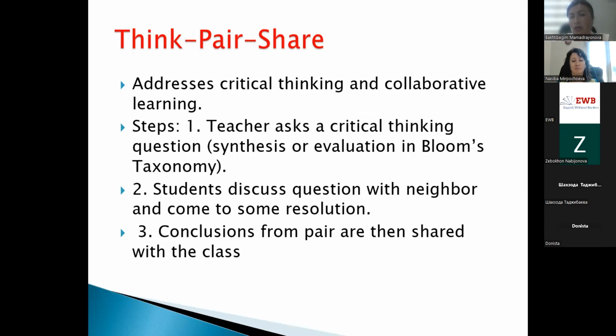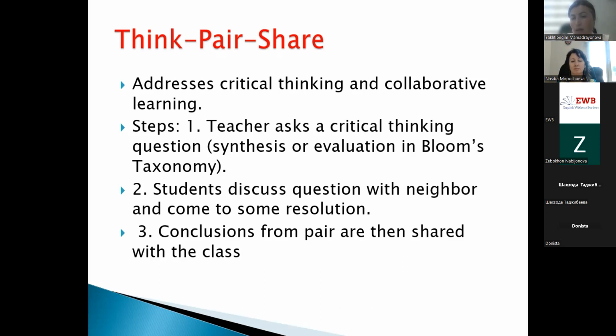The purpose of Think, Pair, Share is that it addresses critical thinking and collaborative learning. Step 1, the teacher asks a critical thinking question, synthesis or evaluation in Bloom's taxonomy. Now, Bloom's taxonomy is a really good tool for teachers and as well for students, because it has those levels of thinking, starting from low level thinking to high level thinking.